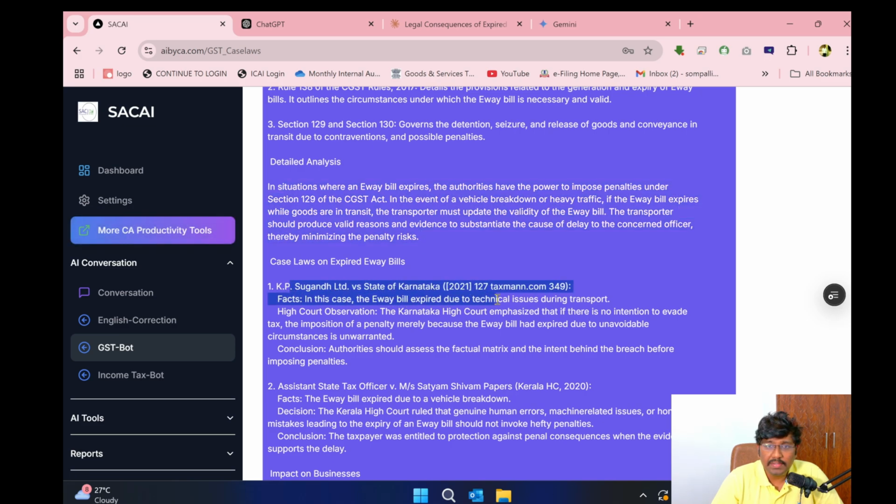KP Second West versus State of Karnataka. Here the facts: in case of technical issues during transport, the High Court observed that there is no intention to evade tax, so there is no need to impose a penalty.